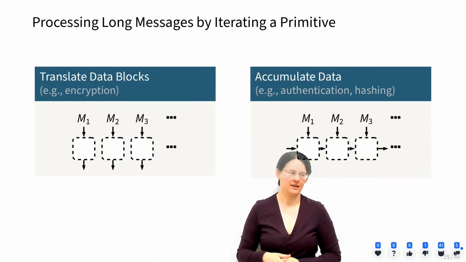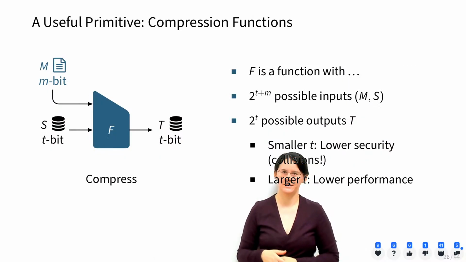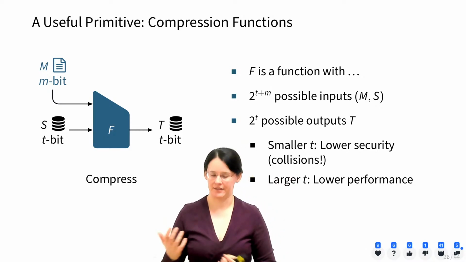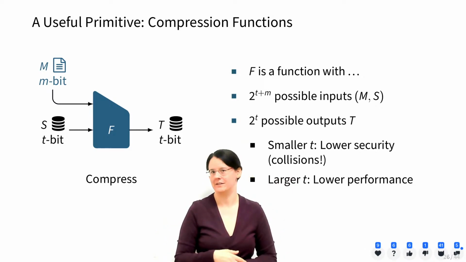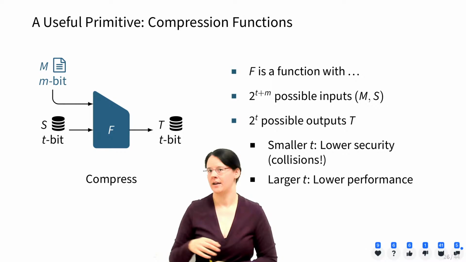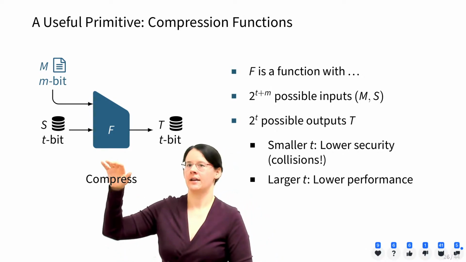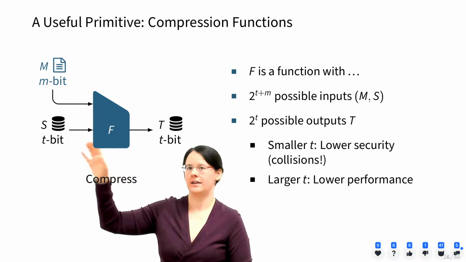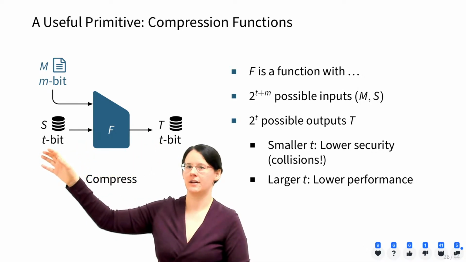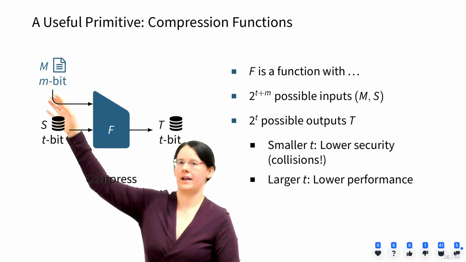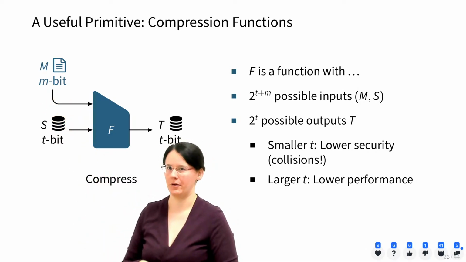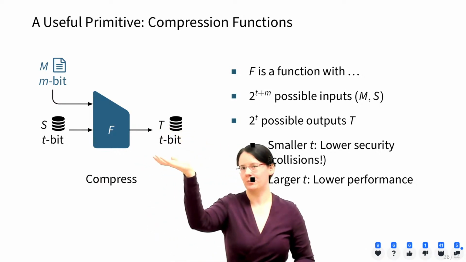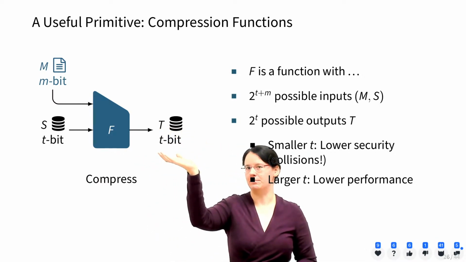What do I mean by this in more detail? What do I mean by compressing? I mean a so-called compression function. And this is the core building block that we have inside hash functions. So a compression function is a function which takes an input that is larger than its output, namely it consists of a t-bit state input plus an m-bit message block input. And it compresses these two together to an output that's also only t bits.